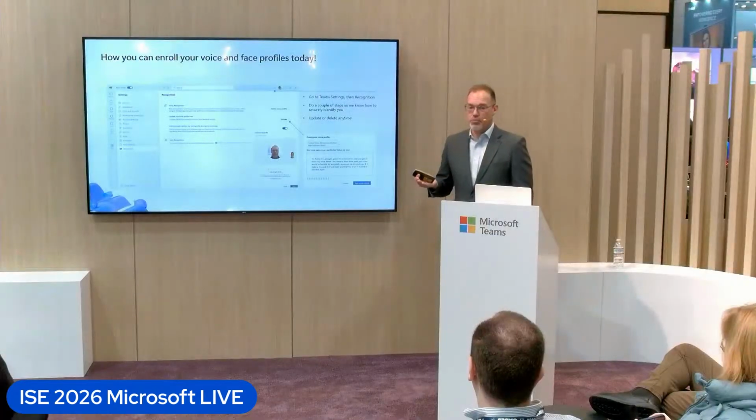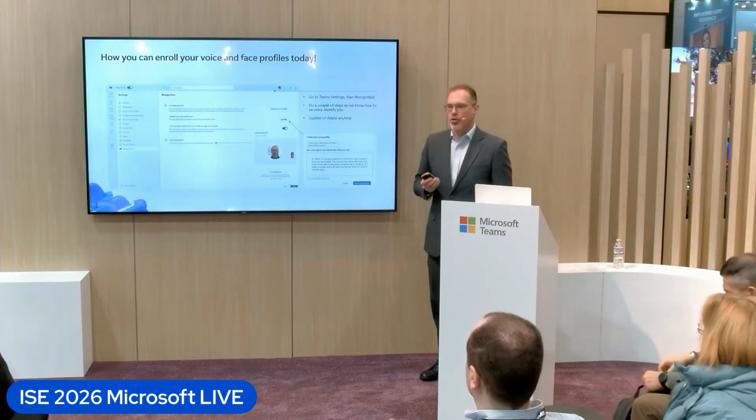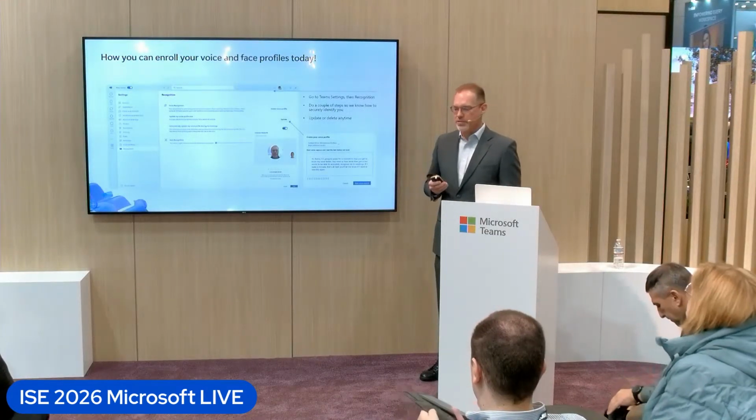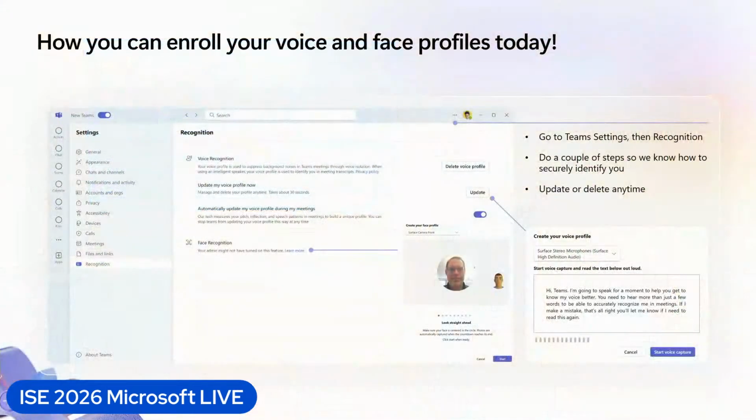So today you can enroll your voice, what we call active enrollment. Within the settings pane in Teams, there's a recognition tab where each user can go in and establish consent to enroll their voice and face. And it's very easy. It takes a few minutes. You read a few sentences, and from those sentences, we create a unique voice signature for that person.